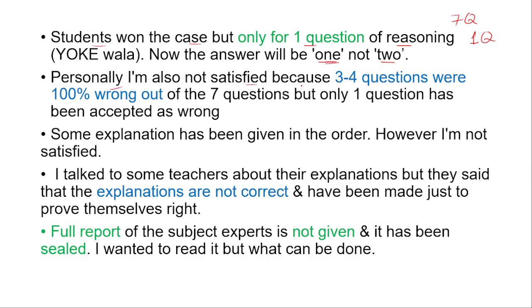Personally, I am not satisfied, because 3-4 questions were 100% wrong out of the 7 questions on which the case was filed, but only one question has been accepted as wrong. Some explanation has been given in the order. However, I am not satisfied. In fact, I have talked to some teachers about the little explanation which was given in the court order, and the teachers said that the explanations are not correct and have been made just to prove themselves right. The full report of the subject experts is not given and it has been sealed. I wanted to read it, but what can be done?